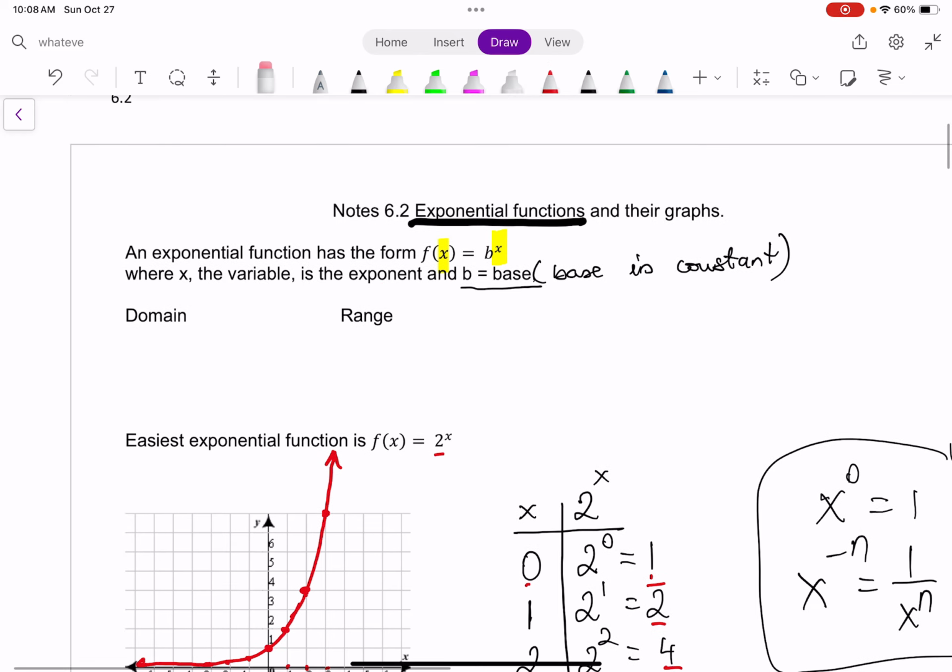Okay. Now, when we pick an exponential function, this is very important. The base must be a positive value.